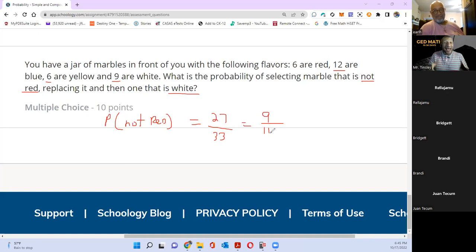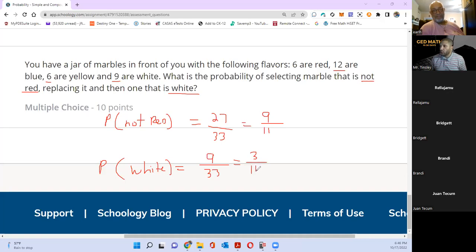Anyway, there's a 9 out of 11 probability that you're going to select a marble that is not red. Everybody understand that? Okay. What's the next probability we have to figure out? The white. So the selected outcomes, how many white are there? 9. And what's the total? 33. So again, divisible by 3. How many times does 3 go into 9? 3. Great. And how many times does 3 go into 33?